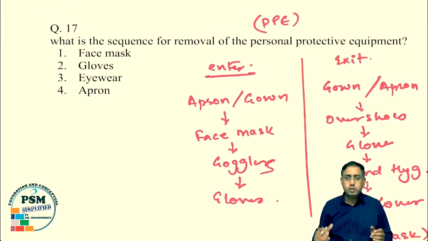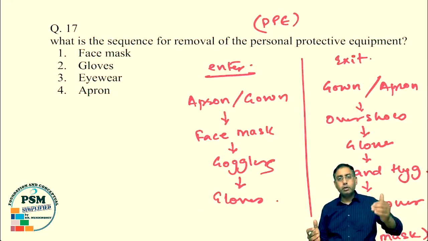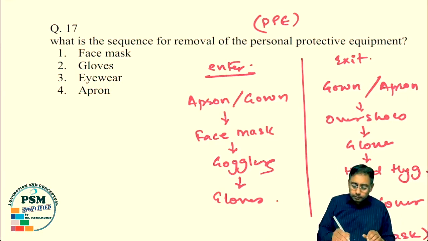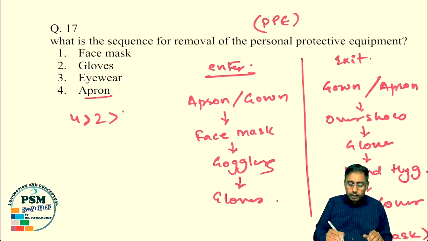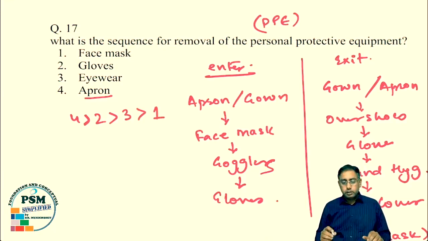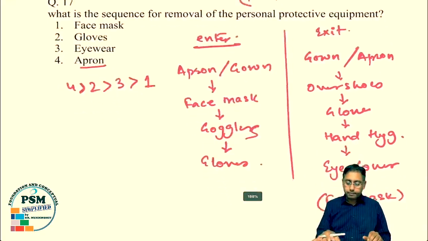So that's what this simple question was: what is the sequence for removal of the personal protective measures? First, we will remove the apron, so 4 goes first. Followed by that, you will remove the gloves. Followed by that, we will remove the eye cover, and followed by that, we will remove the face mask. So that's how we remove it: 4, 2, 3, and 1.